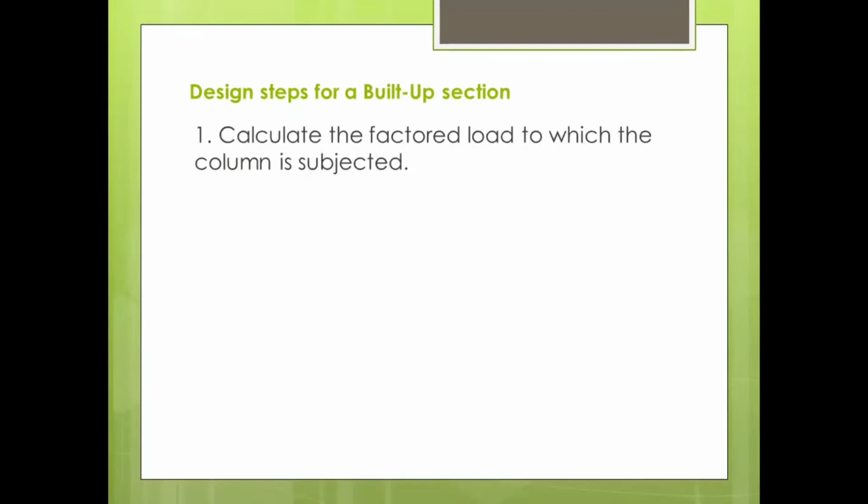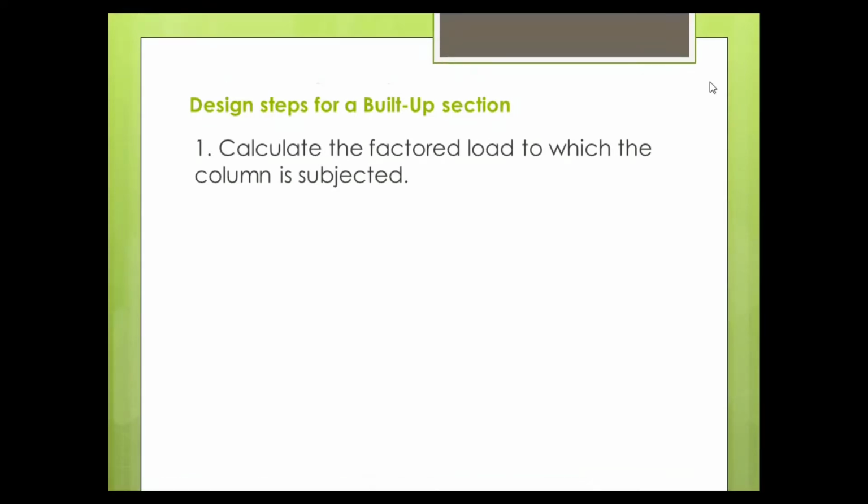Built up section means a member which is made up of two or more different sections. You can use two angle sections, two channel sections, or two I sections. These sections can again be added with some cover plates and so on. So how to design such built up sections, that we shall see. The design steps are similar to the previous one that we have already seen.